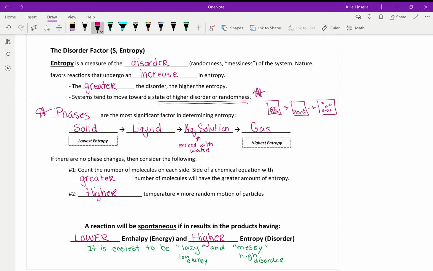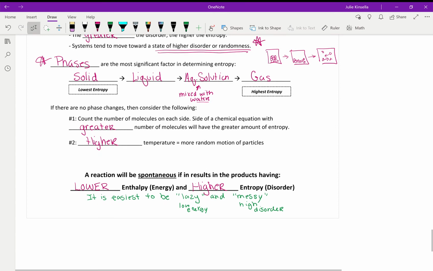Then a liquid has greater entropy. Once you mix a solid or a liquid into water, an aqueous solution, that has an increase in entropy, and then gases have the highest entropy. So always start with phases first. If, say, they're all gases, then you're going to look first at how many reactants or products are on each side, and the second thing is going to be temperature. If you had nothing else to base it on, you would look at temperature. The higher the temperature, the more random the motion of the particles. This would mean the greater the entropy.